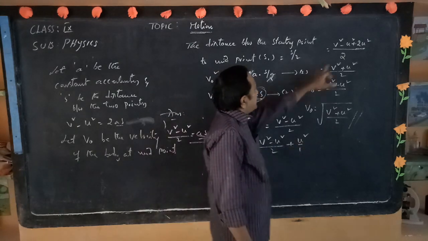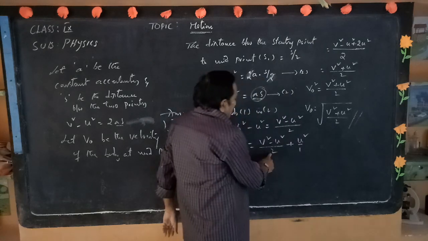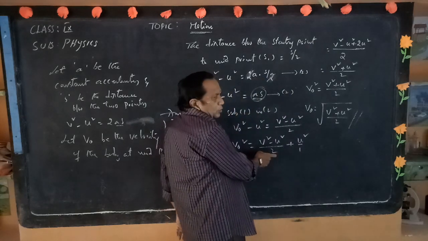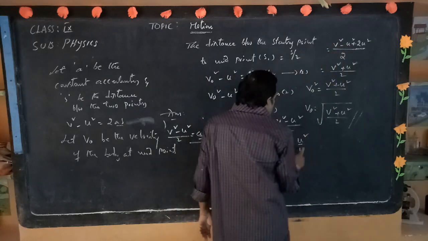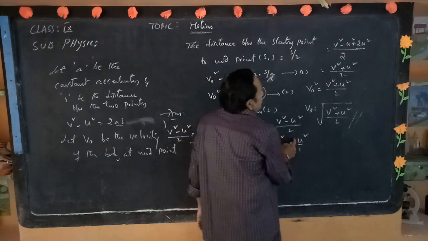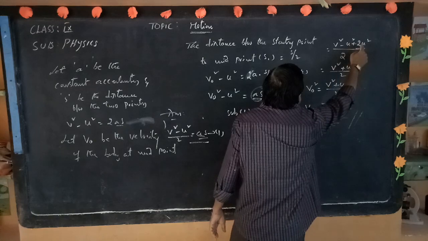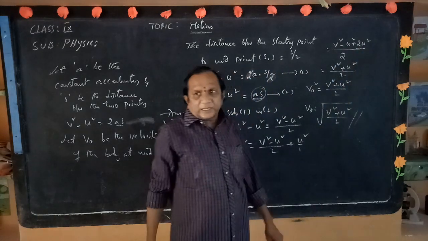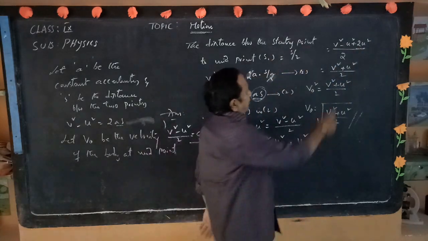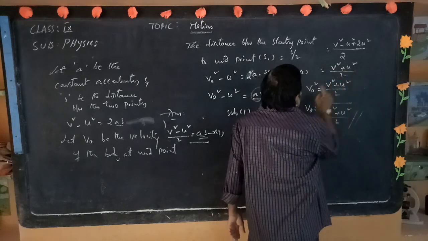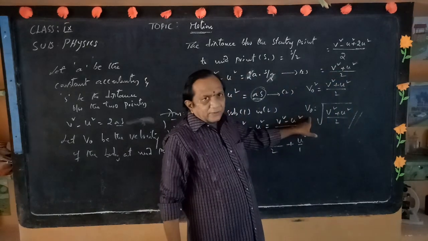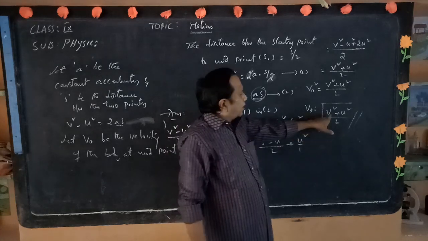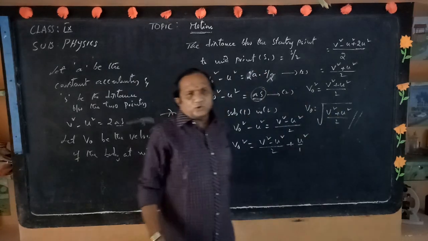Now take LCM for this 2. So 2 into 1, 2 ones are 2. So 1 into v square minus u square means v square minus u square. 1 into 2, 2 into u square, 2u square. So plus 2u square minus u square. Then you get u square plus u square. So v square plus u square by 2. So v naught square is equal to v square plus u square by 2. Then v naught is equal to square root of v square plus u square by 2. Okay.